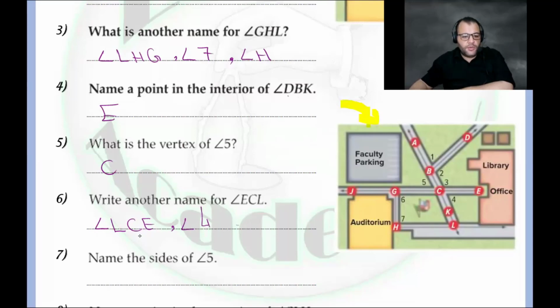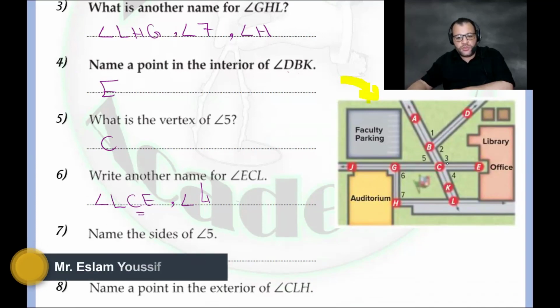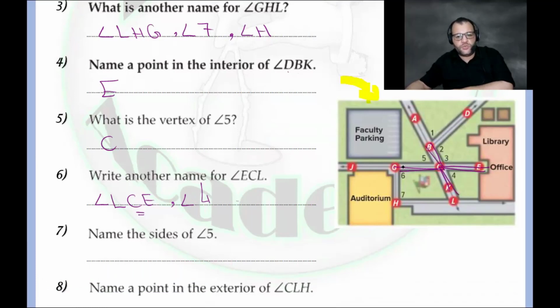C is the common vertex, so we can say angle C because it's common. H is not common. There is only one angle with vertex H, so we can say angle H. Can't we say angle C here? We can, but which angle C do you want: angle KCE, BCE, GCE, or BCG? There is more than one angle when I say C. But when I say H, there is only one angle.